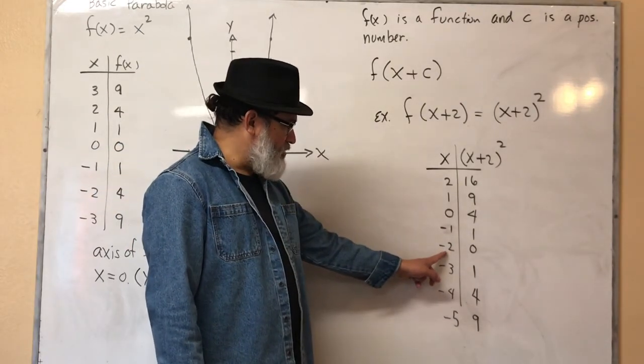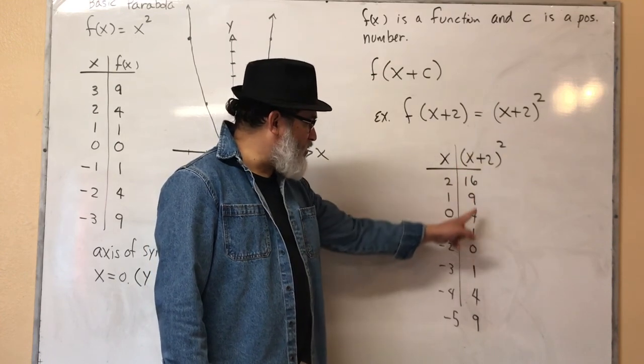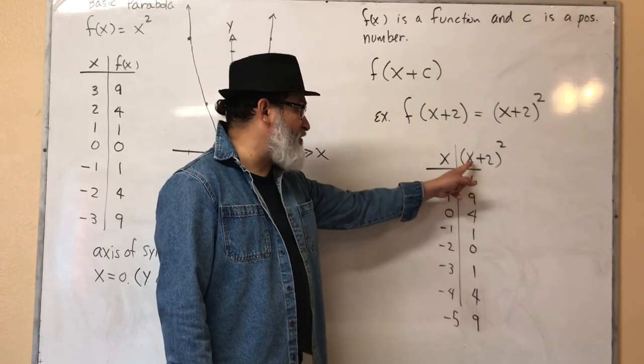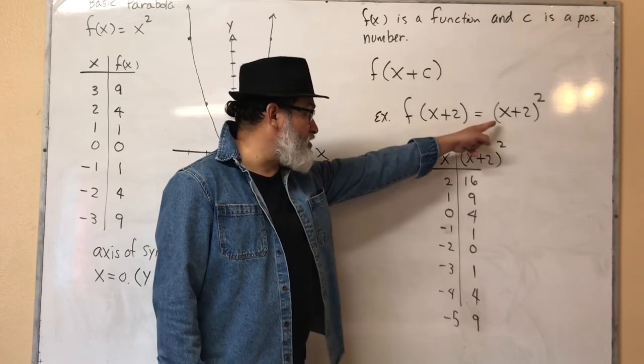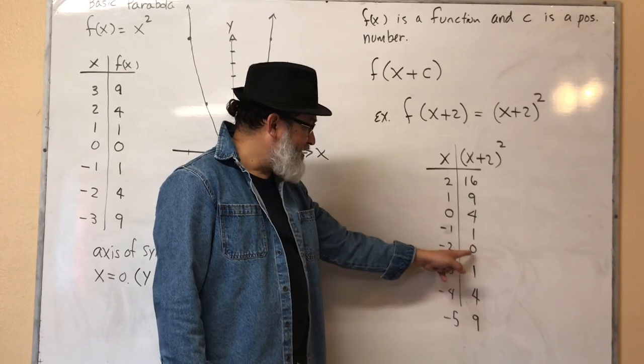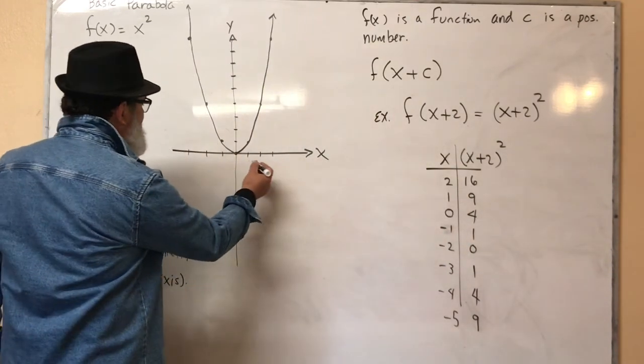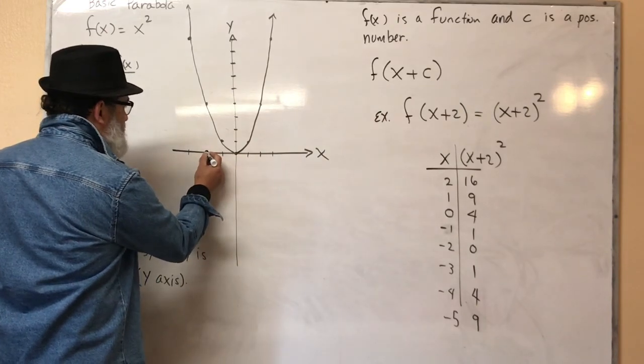When x is -2, this is f of x plus 2, which is right there. If x is negative 2, x plus 2 quantity squared is 0. If x is negative 2, 0. See that?